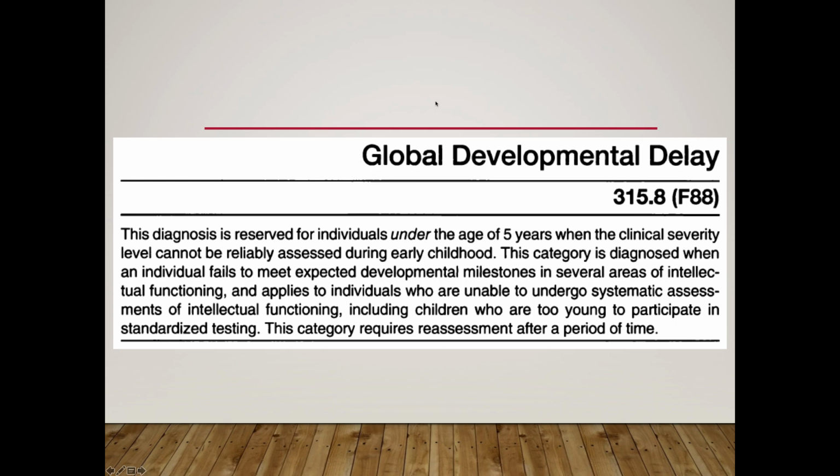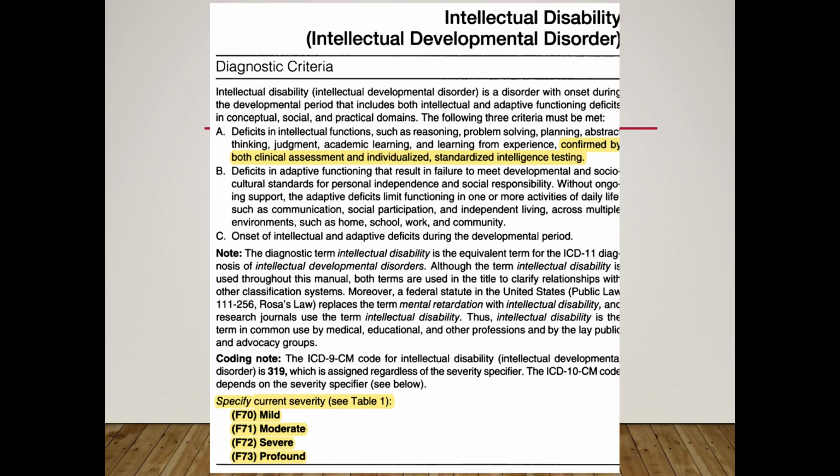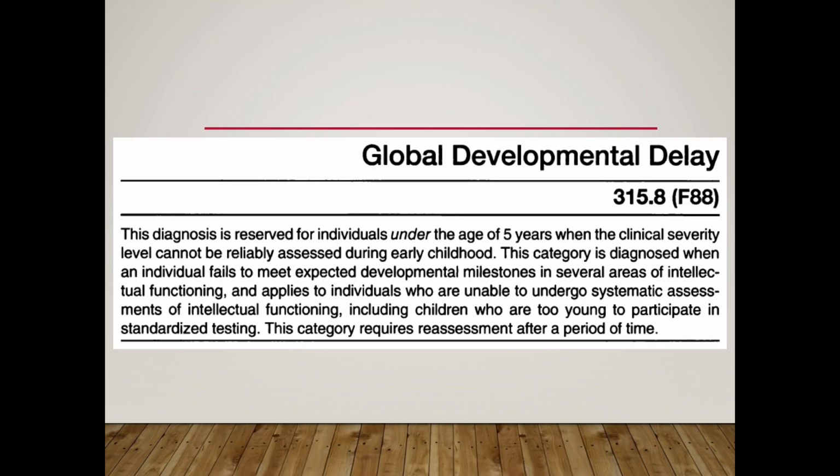But global developmental delay is for younger ones, and they're not quite fitting in here with intellectual disability, and they don't quite fit the diagnoses for the other childhood disorders, selective mutism, or maybe stereotypic movement disorder or coordination disorder and things like that. Again, we have a very young child that we think is not intellectually developing the same as other 3, 4, and 5-year-olds.